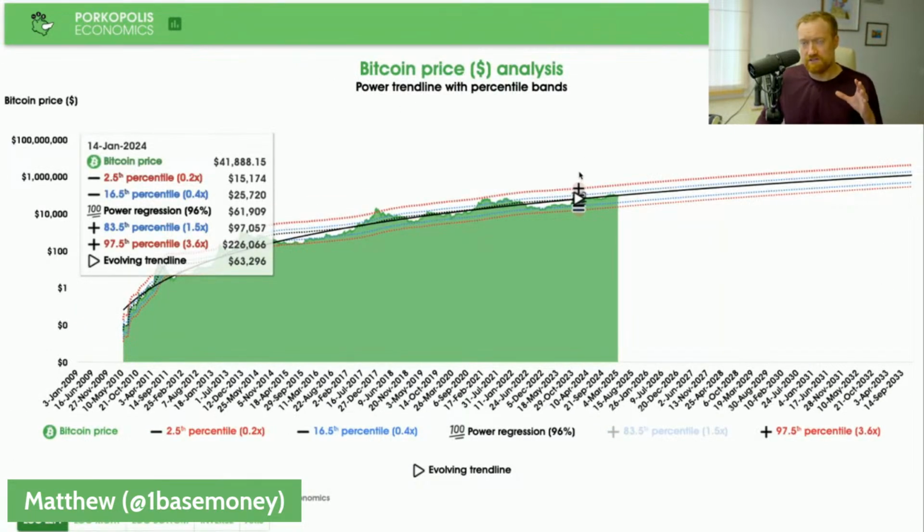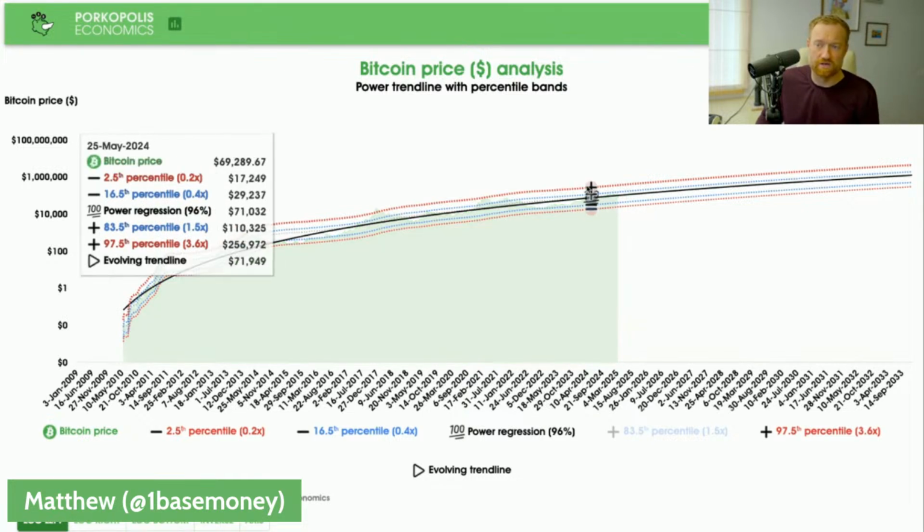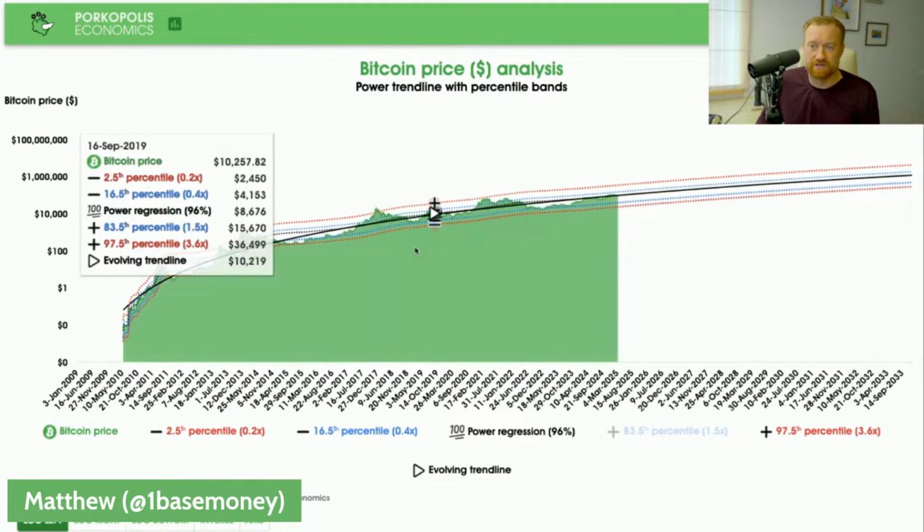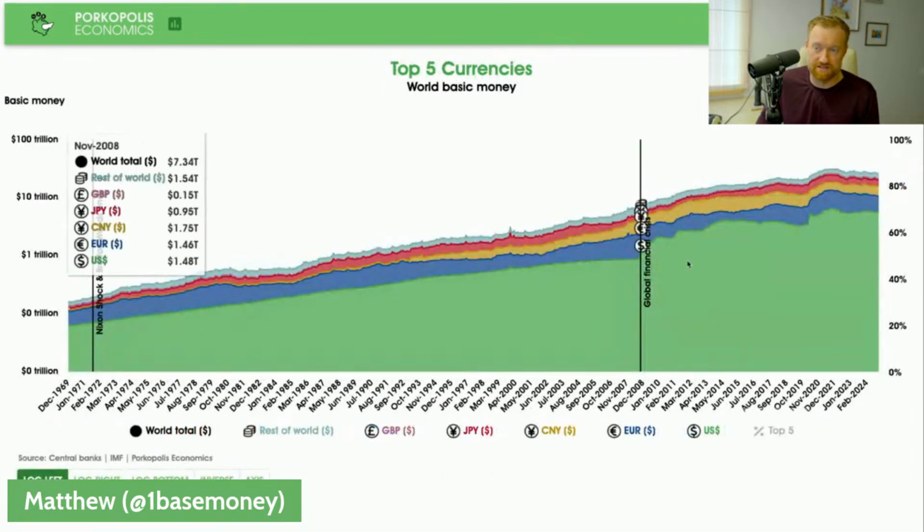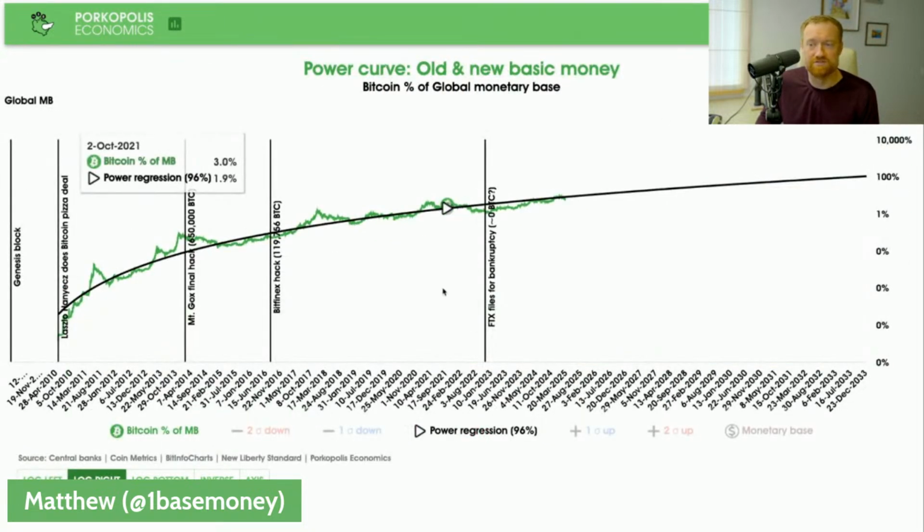Remember, we've dropped a bit now with this drop. We were over $2 trillion for a while, over 100 grand per Bitcoin. We've dropped. So I take the market cap, not just the price, but the market cap divided by this total M-money supply, which is the fiat monetary base, and you get this percentage. Still a power curve.